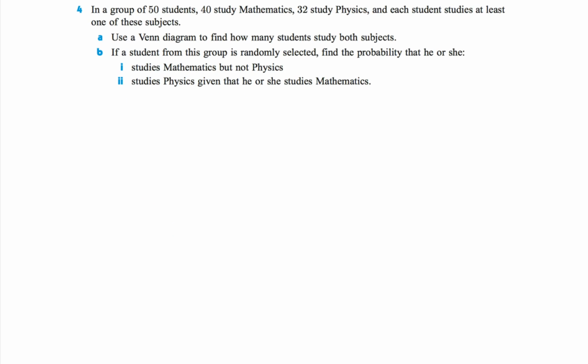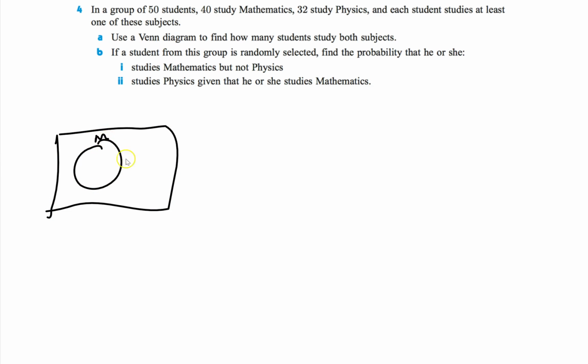So look at this one. In a group of 50 students, 40 study math, 32 study physics. Each student studies at least one of these subjects. I was about to say what type of problem this is, but then I read the next line. It says use a Venn diagram. So you got off easy. But yes, it's a Venn diagram. You can just notice, they give you a total. They tell you somebody does this, somebody does that. So let's draw a Venn diagram with the stuff we do know. We don't know everything yet.